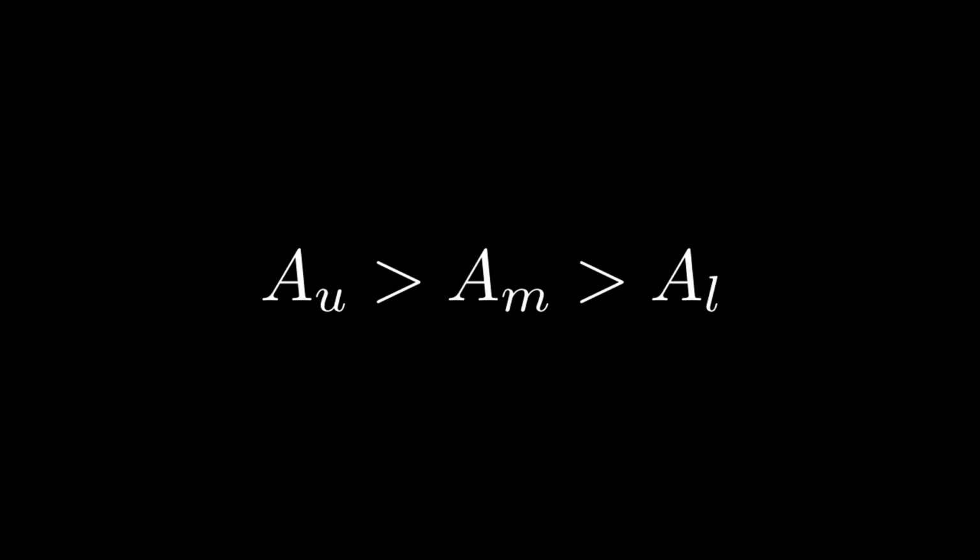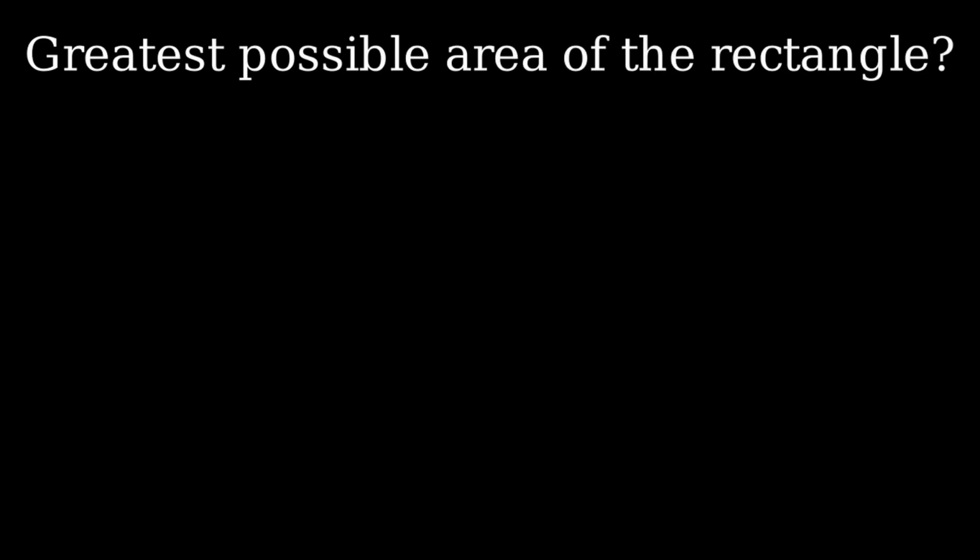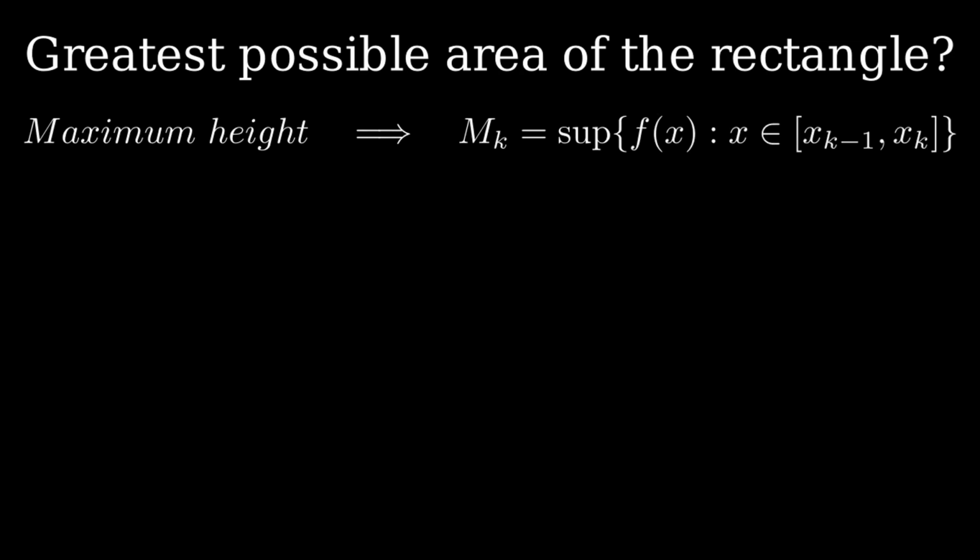Anyhow, we will focus on the limiting cases, that is, the maximum and minimum possible areas of the rectangles, such that we still approximate the area under the curve. How can we create a rectangle with the maximum area for a given interval? Well, the base is already fixed. So we have to look for the maximum possible height, denoted by uppercase M_k.